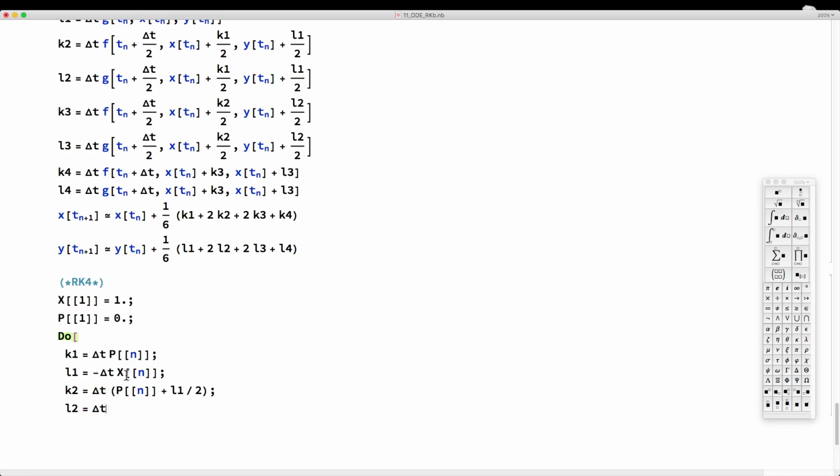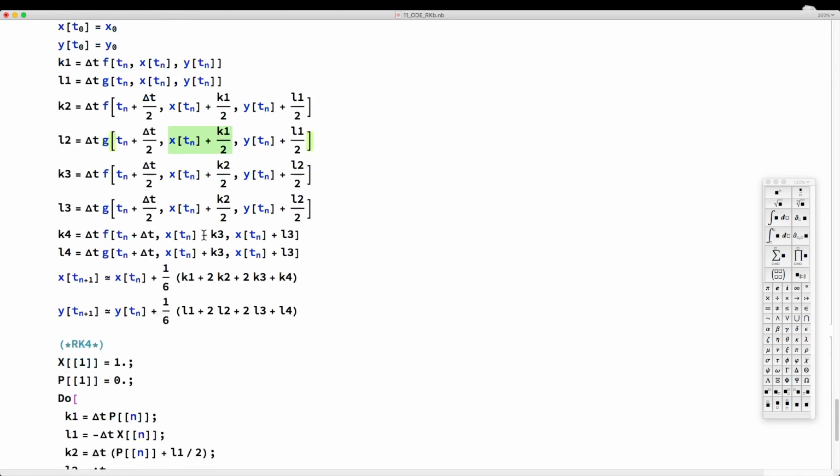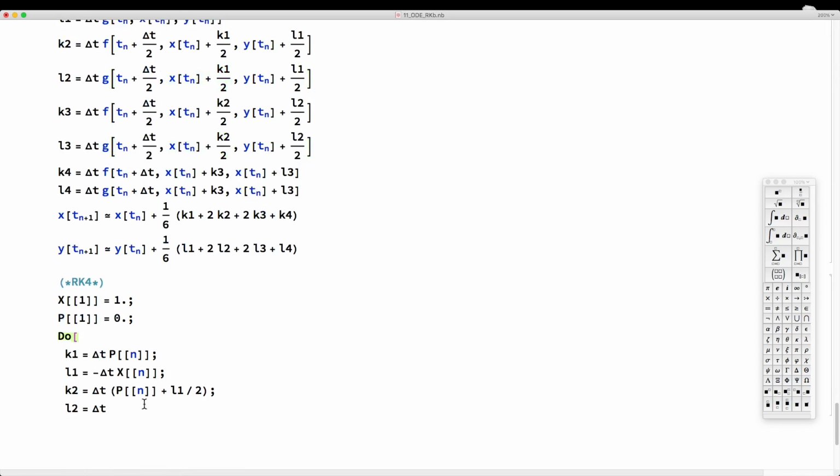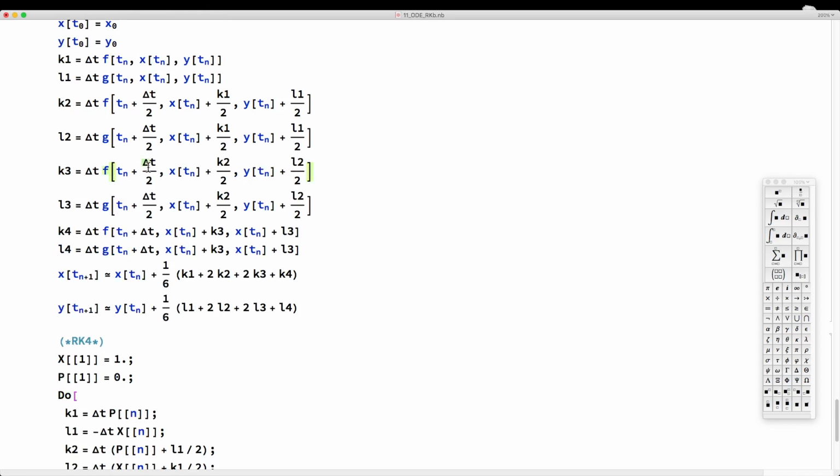So this is delta t. And then remember, L2 is given in terms of g, and g is simply minus x. So we're going to take minus x and replace x by x of t_n plus k1 over 2. So this will be x of t_n plus k1 over 2, and comma. So you can similarly follow the other terms.